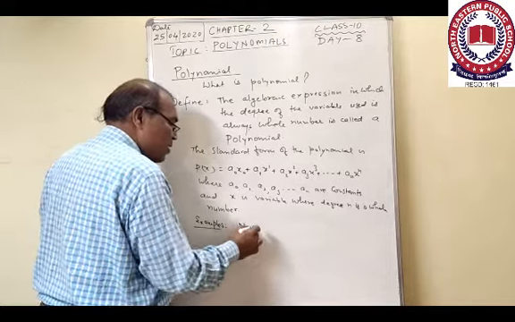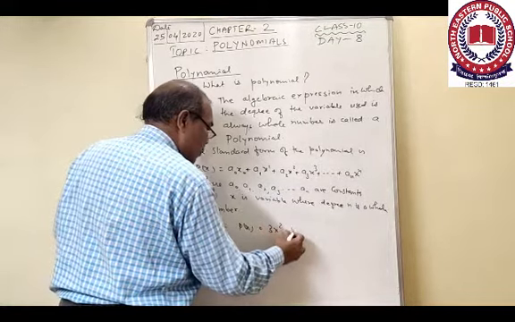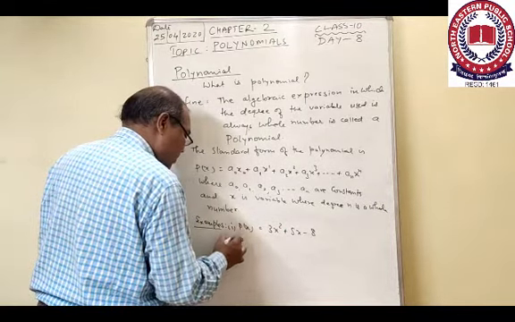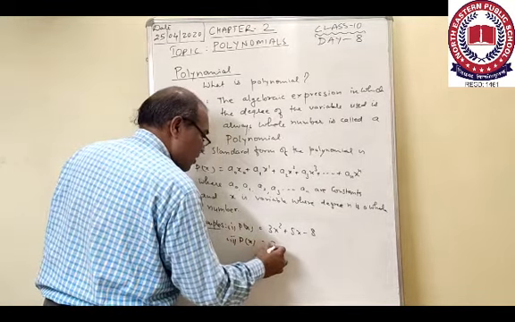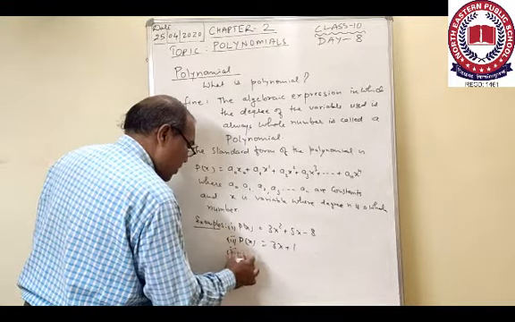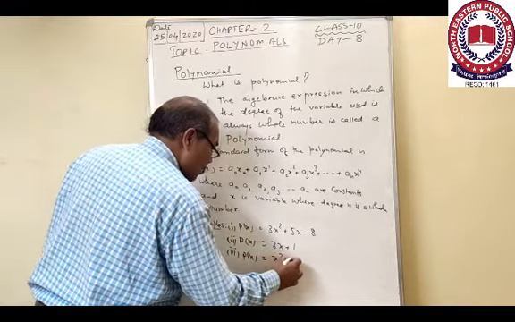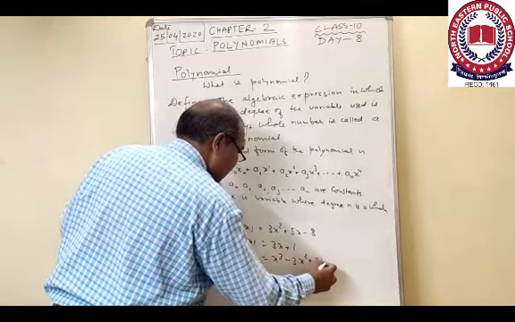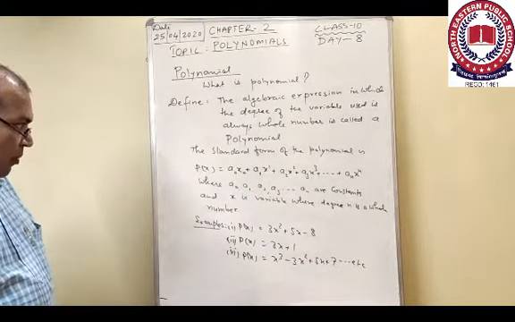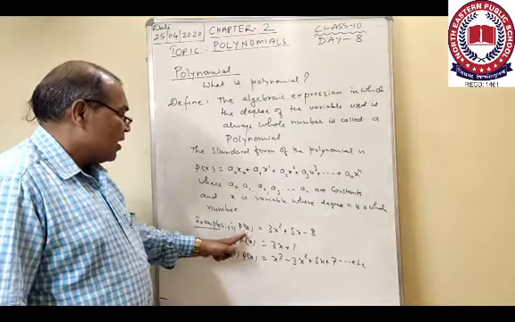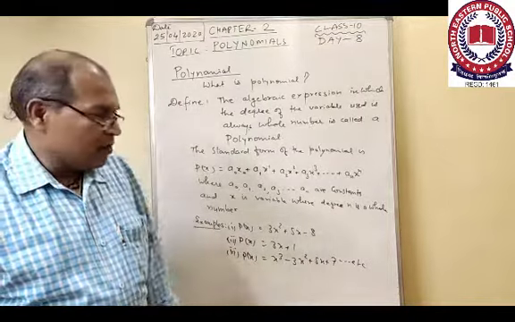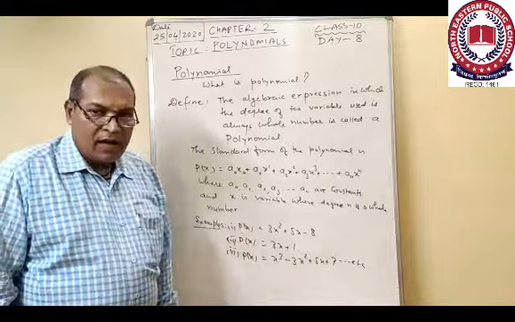Let us have some other examples. P of x, that is 3x square plus 5x minus 8. Second example, P of x is 3x plus 1. Next, P of x is equal to x cube minus 3x square plus 5x plus 7. Likewise, we can give some examples of a polynomial where the variable is x, in which the degree of the variable in any term is always a whole number.